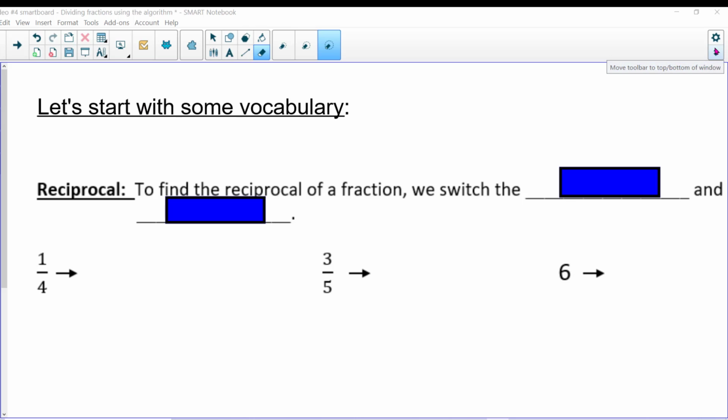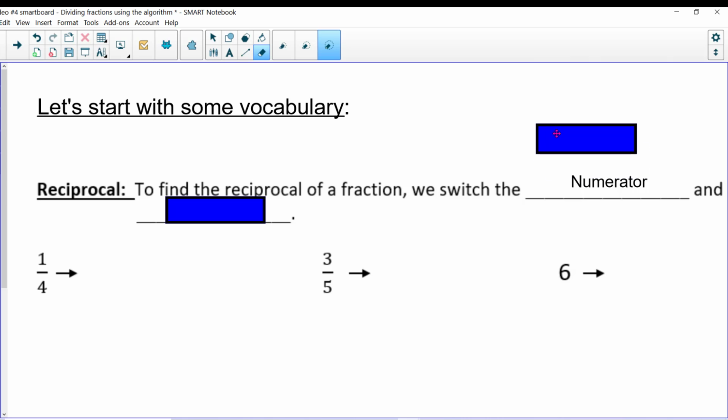Before we jump into learning the algorithm for dividing fractions, we need to start with some vocabulary. So let's look at our vocabulary word, reciprocal. The way we find the reciprocal of a fraction, kind of a fun word, wouldn't you agree? To find the reciprocal of a fraction, we need to switch the numerator and the denominator. So in order to find the reciprocal of a fraction, we just simply flip the numerator and denominator.